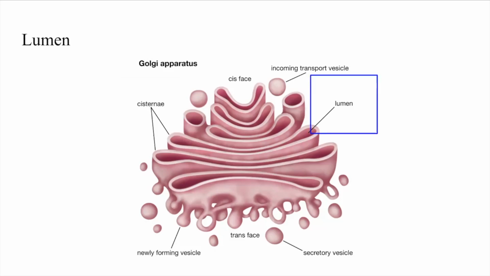Lumen is the volume enclosed by the membranes of any cisternae or a subcompartment of the Golgi apparatus, including the cis and trans Golgi networks. Proteins are targeted for transport to the Golgi apparatus and are transferred from ribosomes on the rough ER into the rough ER lumen, which serves as the site of protein folding, modification, and assembly. The lumen can modify the carbohydrate portion of glycoproteins by adding or subtracting individual sugar monomers.